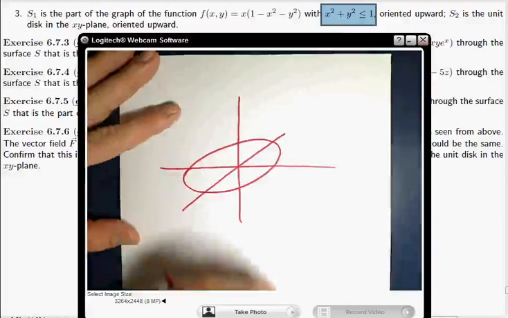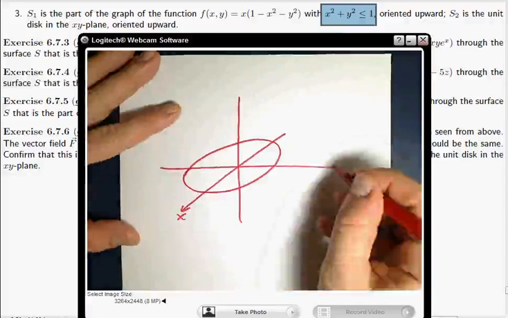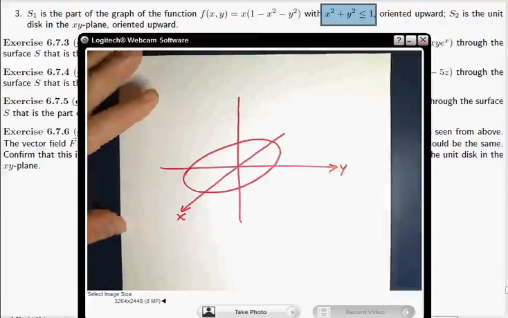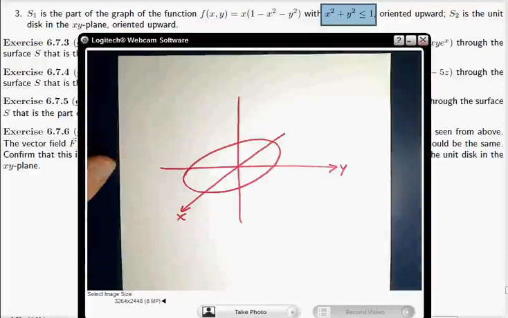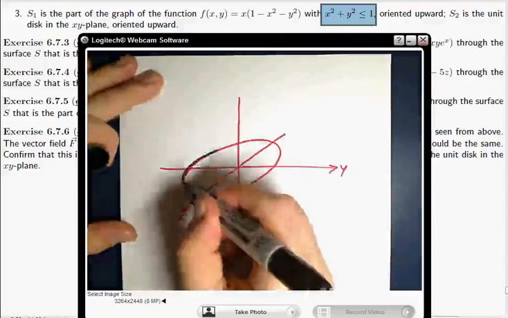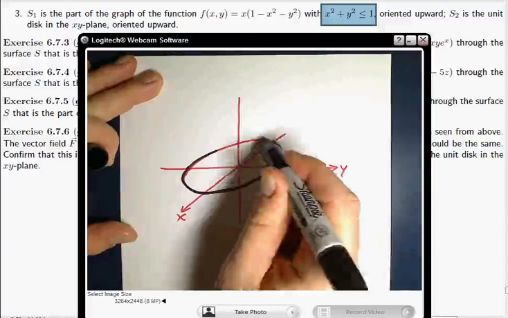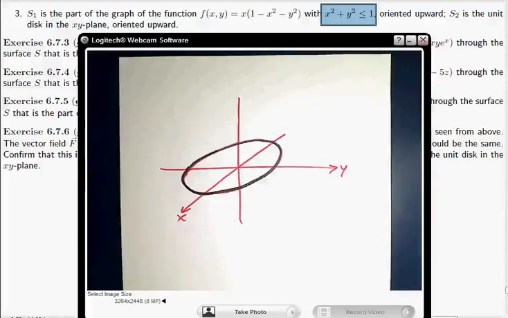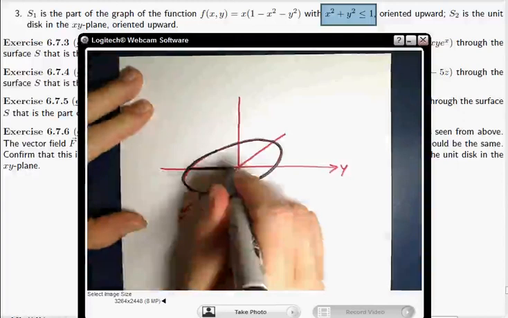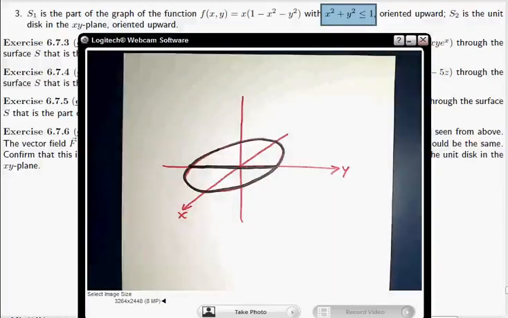So there's the unit disk in the XY plane. And now this function that we're interested in is equal to 0 wherever x squared plus y squared is equal to 1. So the function's 0 there. And we've already observed also that this function's equal to 0 whenever x is equal to 0. So the function's equal to 0 there. Is that all right? Okay. And what's it doing elsewhere?